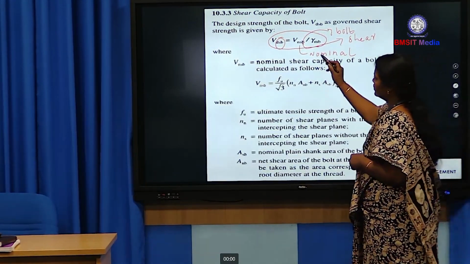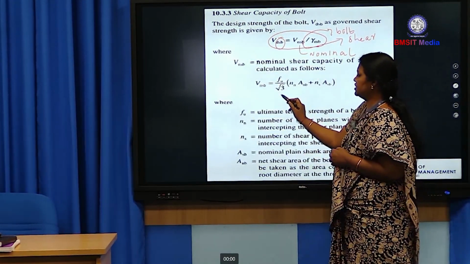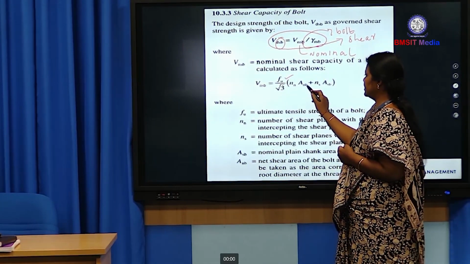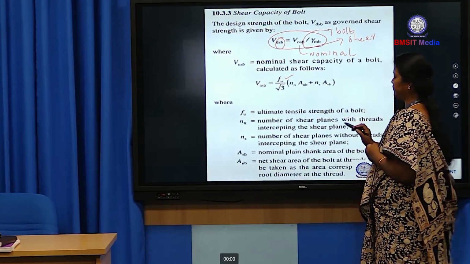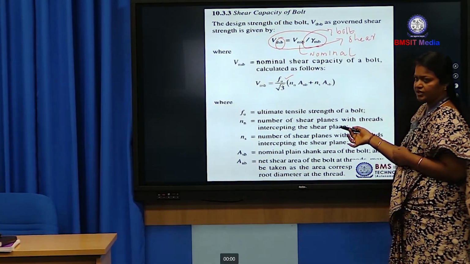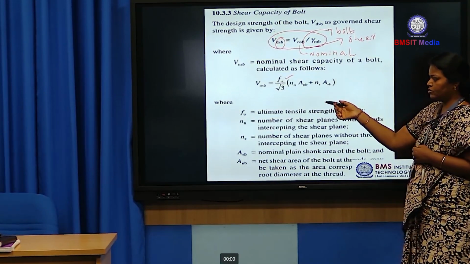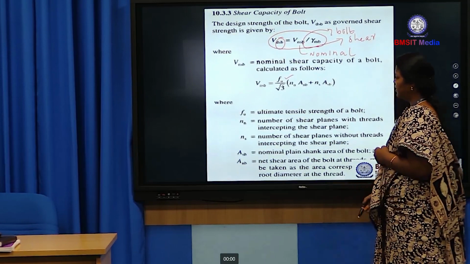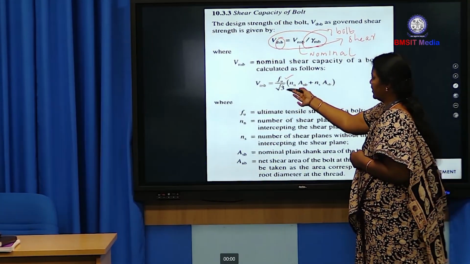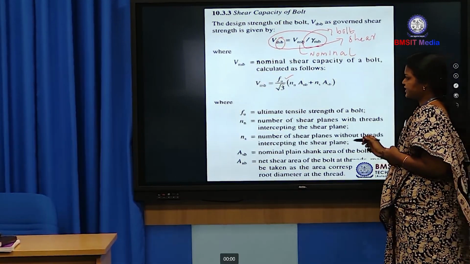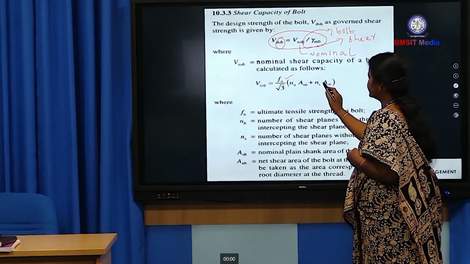Now, coming to VNSB. VNSB equal to FU divided by root 3 into NN ANB plus NS ASB. It is the same formula only. We know stress equals load by area, so load equals stress into area. This is the stress, this is the area. We are using a factor of root 3 here. Now, what is NN and what is NS?